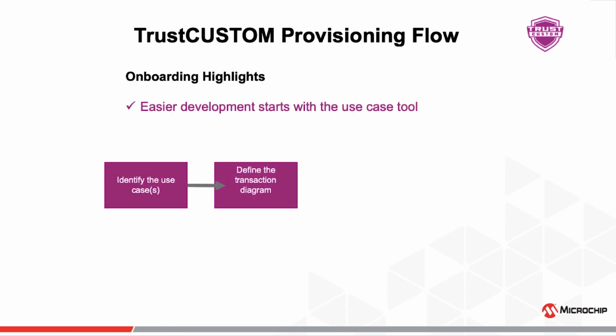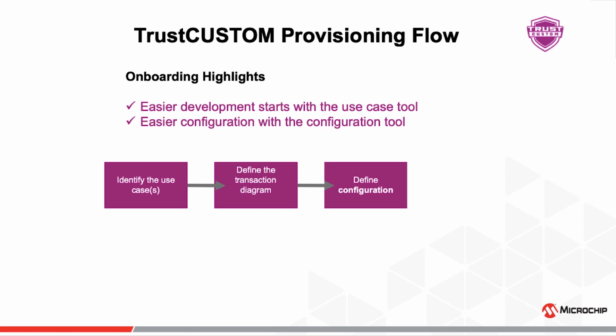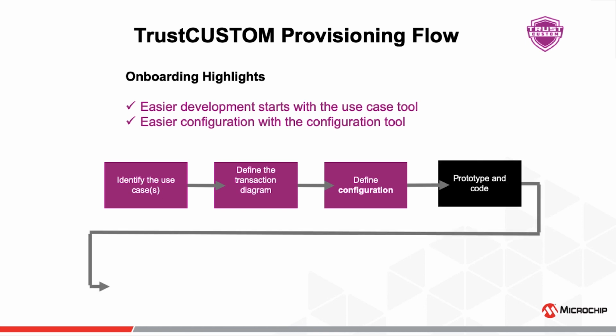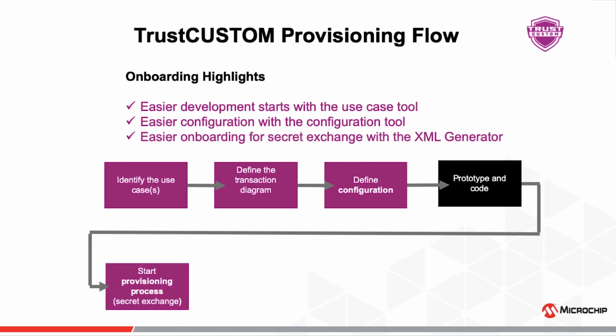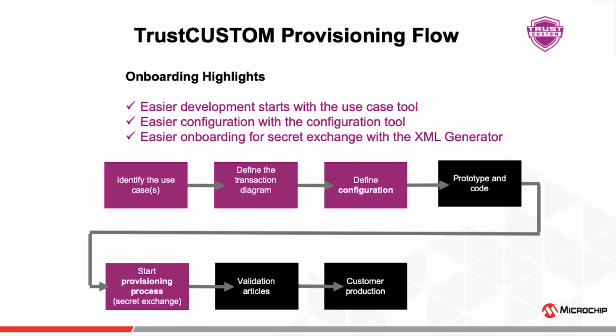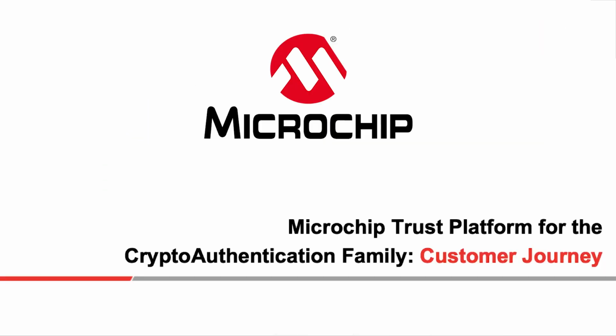The TrustCUSTOM flow looks like that, where you start to identify use cases, you define your transaction diagram, you define the configuration of the secure element, and then what the customer will own is to prototype the code, because we don't know what we don't know. We can't predict what the application will be in a custom use case. So the customer owns completely the development of the firmware, while in TrustFLEX we provide solid code-based examples. Then we go back to triggering the provisioning process with the secret exchange, and then Microchip provides validation articles. These are a few devices that we ship to you, the customer, that you can test to confirm the actual secure element is correctly provisioned coming from different manufacturing sites, and the configuration and the provisioning are consistent wherever the site is. And then finally, you go to production.